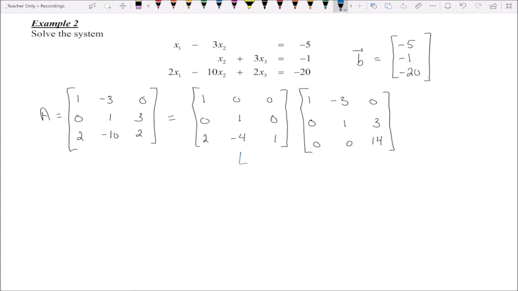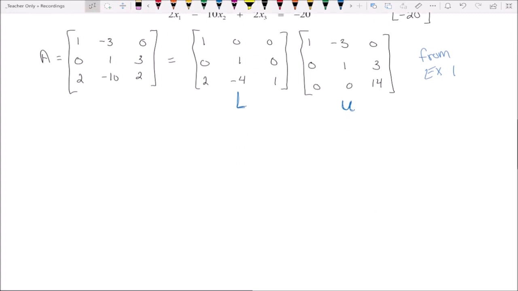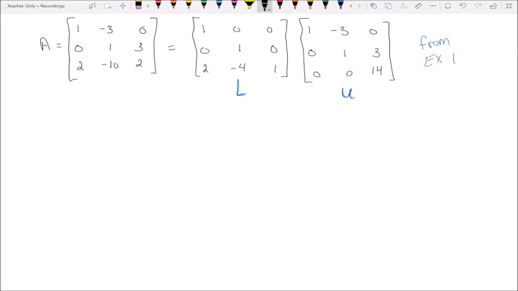Right, so here's our matrix L. Here's our matrix U. And this is all from example 1, right? The next step is we wish to solve Ly equals B.